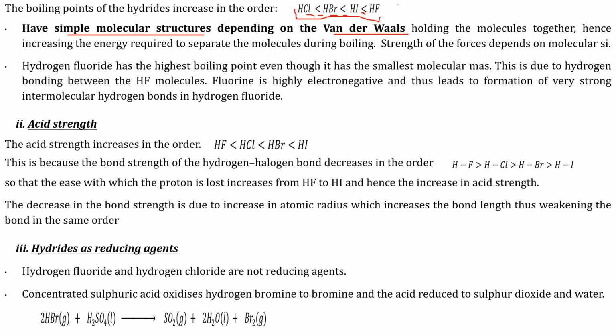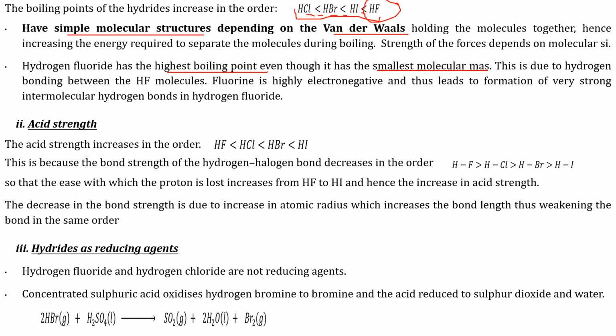The abnormality is hydrogen fluoride. Why is hydrogen fluoride having an abnormal boiling or melting point? Now we are saying that hydrogen fluoride has the highest boiling point, even though it has the smallest molecular mass. Now this goes against what we have just explained, because we say that for things having simple molecular structures, the magnitude or strength of the van der Waals forces of attraction depend on molecular size. But hydrogen fluoride is having the smallest molecular size, but it's having the highest boiling point. And why is that the case?